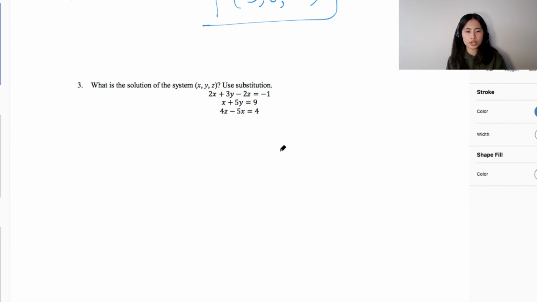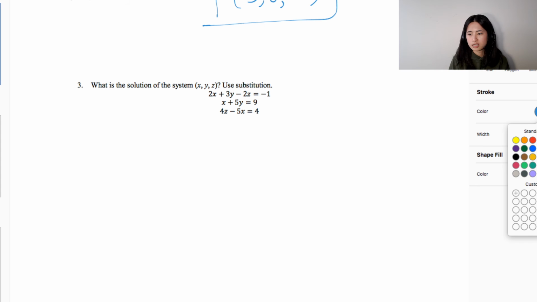Okay, so let's move on to the third one. So we're now using substitution, right? For substitution, this is going to be a combination of elimination and substitution, because substitution can only get you so much of it. So in that case, we're still using substitution, but it's only going to be the initial part, and later on we're going to use elimination.